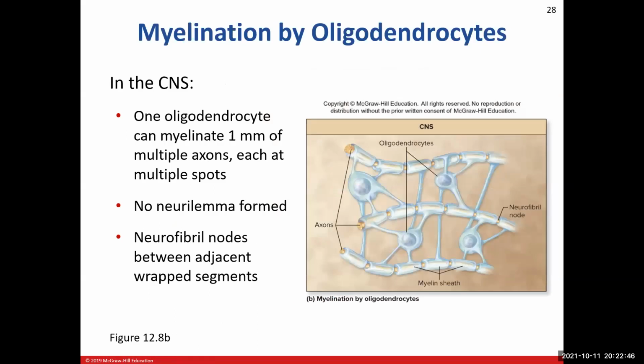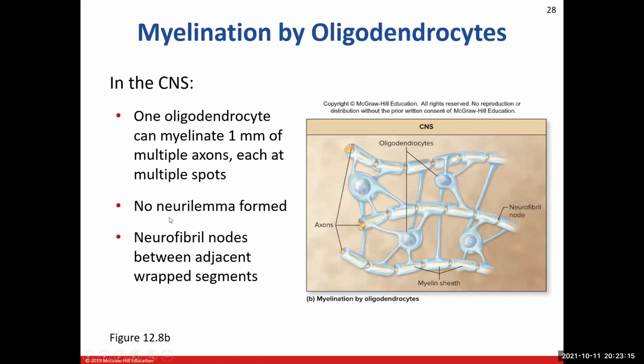In the central nervous system, we have the oligodendrocyte. Remember what I said, one oligodendrocyte can myelinate multiple axons, but roughly about the same amount of myelin. When we're talking about the dimensions, it's about 1 millimeter. But it can myelinate multiple axons, and it can myelinate the same axon in multiple spots.